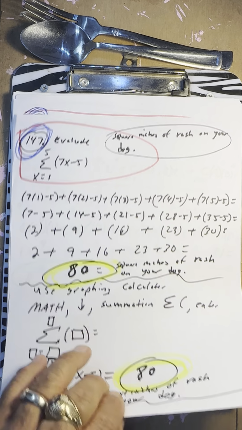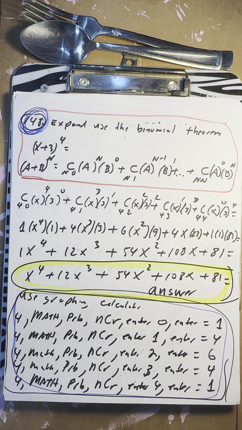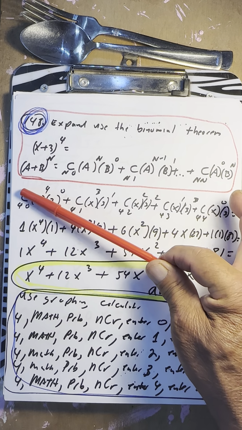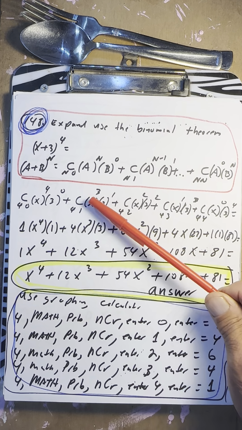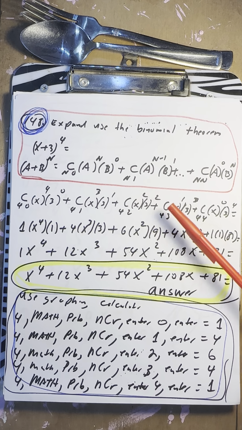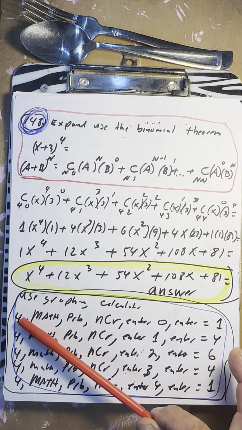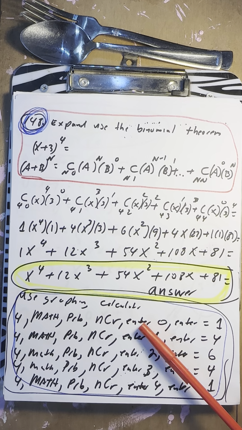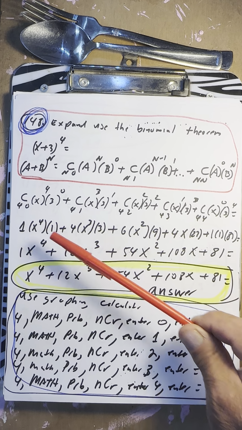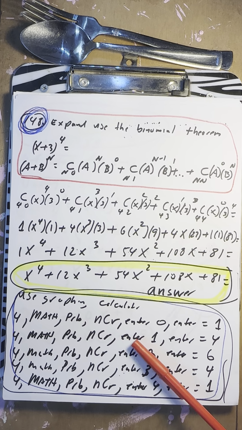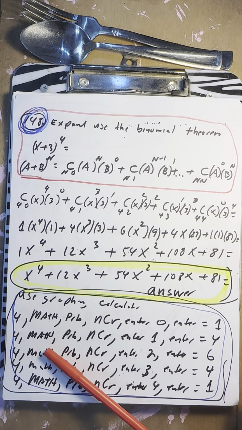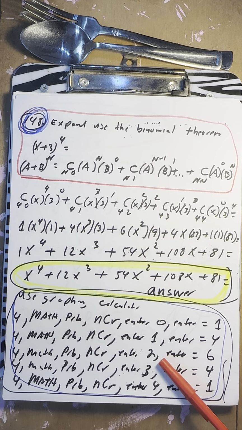Expand. Use the binomial theorem. All right. So there's a formula. So nC0 of this. nC1 of this. nC2. nC3. Now, to do this in the calculator, this is how you do it. For math probability nCr, enter 4, 0. For math probability nCr, enter 4, 1. For math probability nCr, enter 4, 2. Same thing for the other one and the last one.